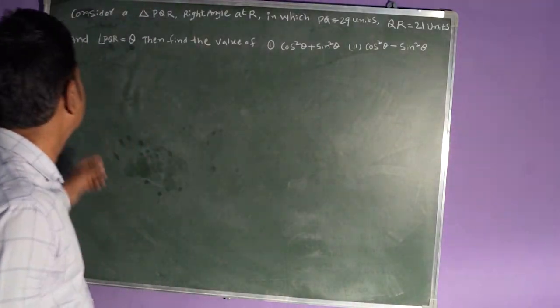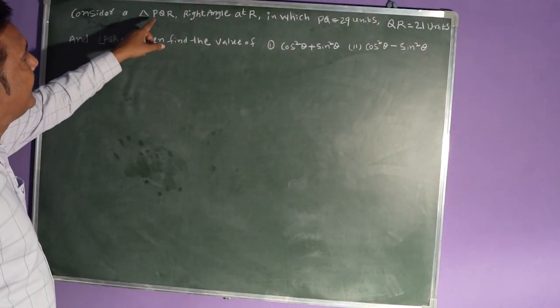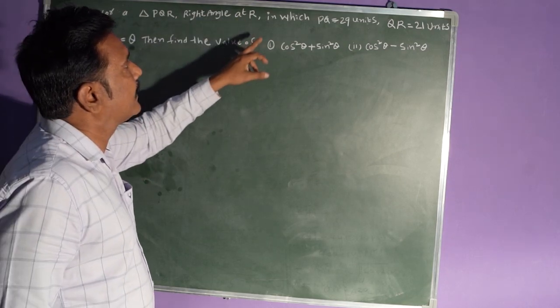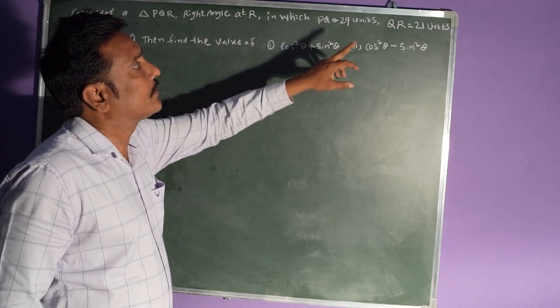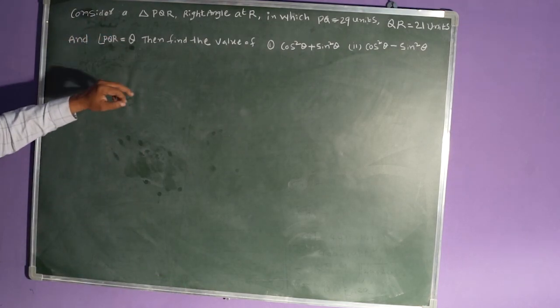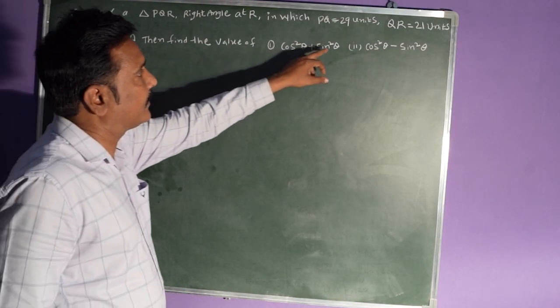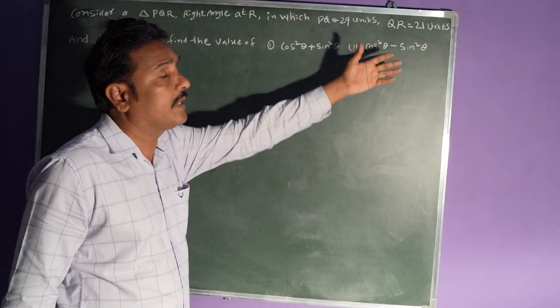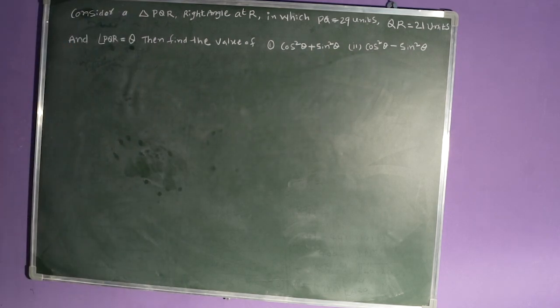Look at this problem. Consider a triangle PQR, right angle at R, in which PQ is equal to 29 units, QR is equal to 21 units, and angle PQR is equal to theta. Then find the value of cos square theta plus sin square theta, and the second one is cos square theta minus sin square theta. Okay, is it clear?